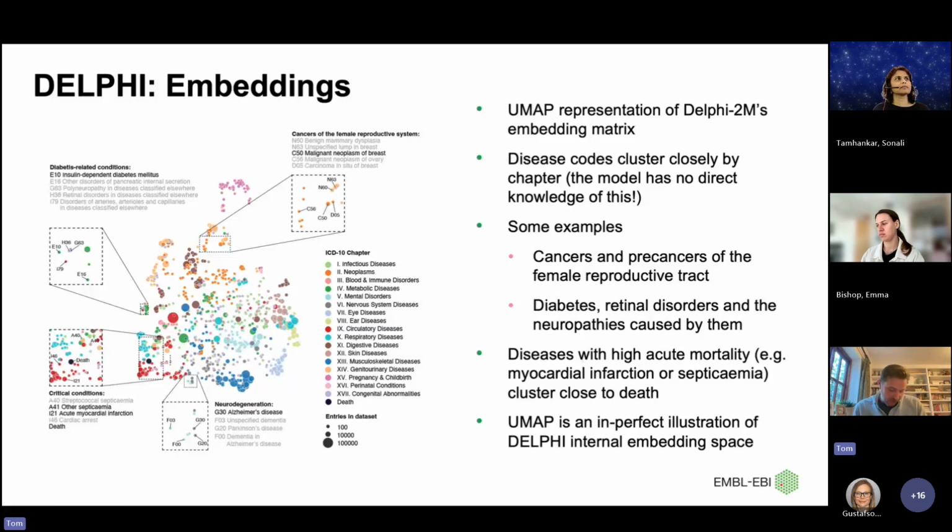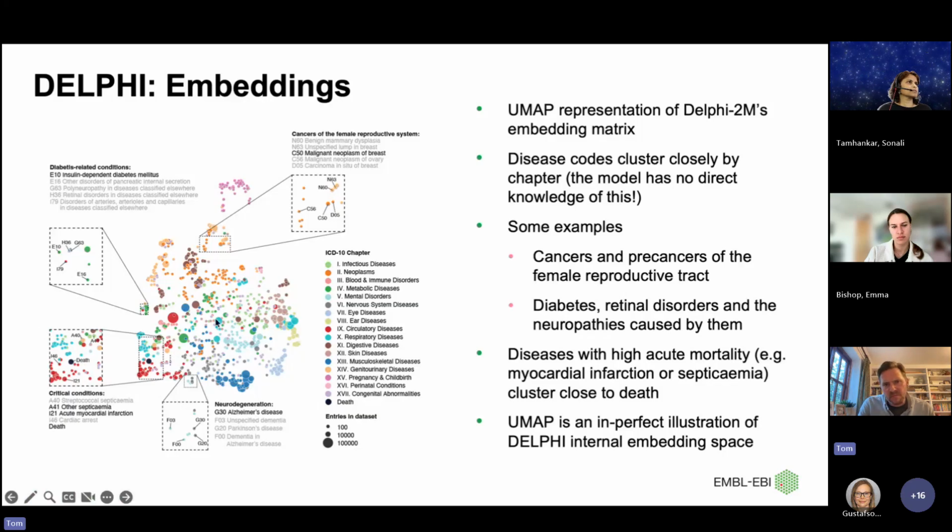Here's another representation of how Delphi thinks about the world and thinks about disease. This is just a 2D representation, a UMAP of the embedding matrix, the internal embedding matrix of the Delphi model, colored by ICD-10. So each point here is a disease. It's colored by the chapter, and the point size is related to the number of entries within the training data set. And you can see a few different features here. Typically diseases of the same chapter tend to be closer to each other in space, which one might expect, but it's quite nice to see that the model is able to do that.